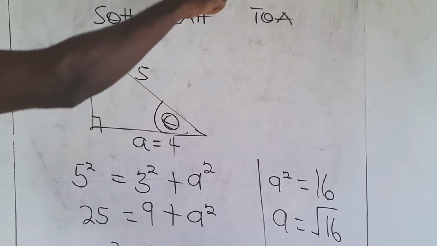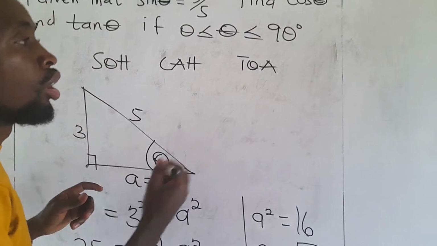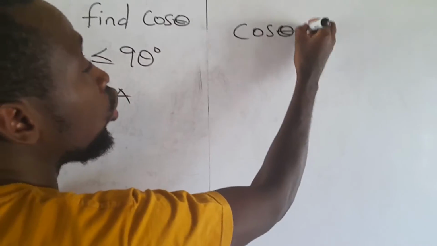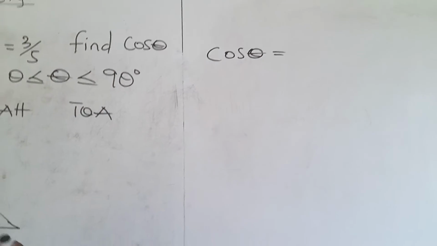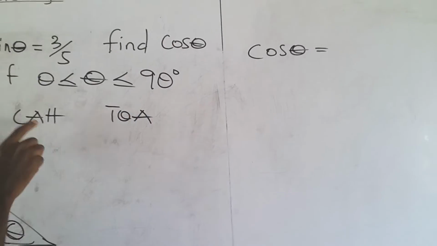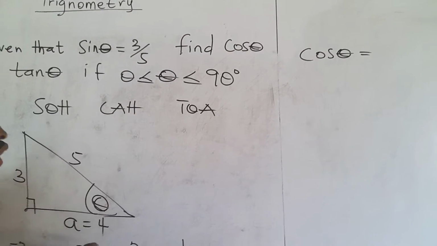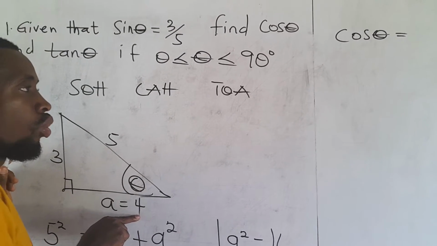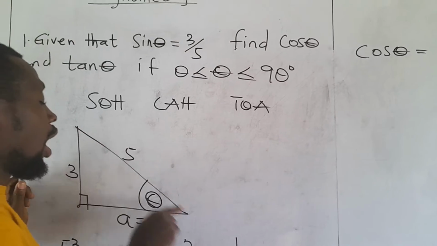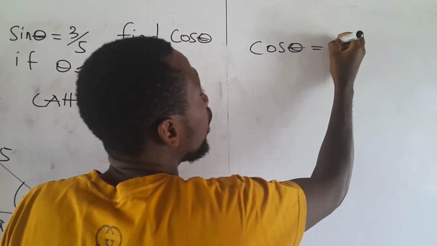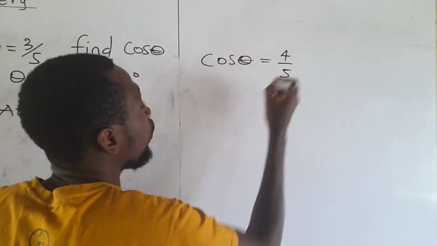Then we can find cos theta. Remember, cos theta is adjacent over hypotenuse. Our adjacent is 4, which we found, and our hypotenuse is 5. So we can say cos theta is 4 out of 5.